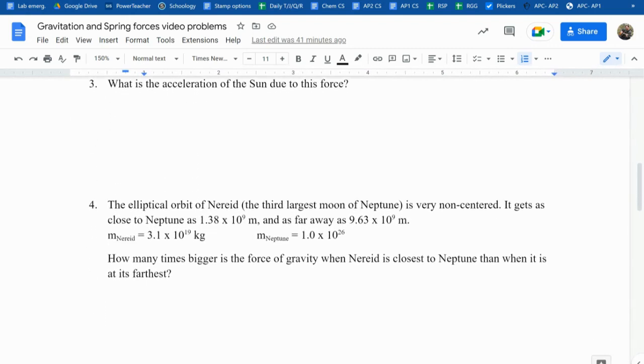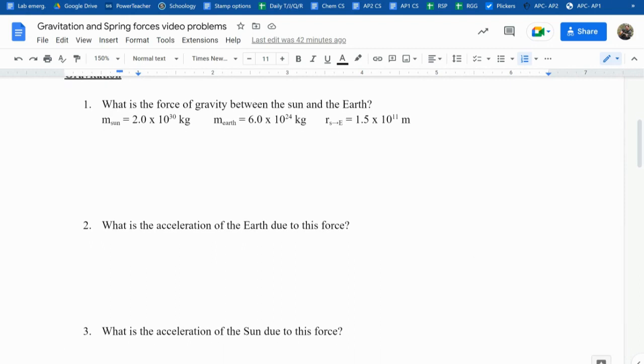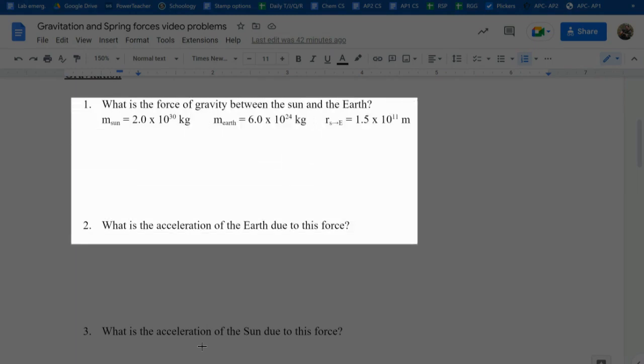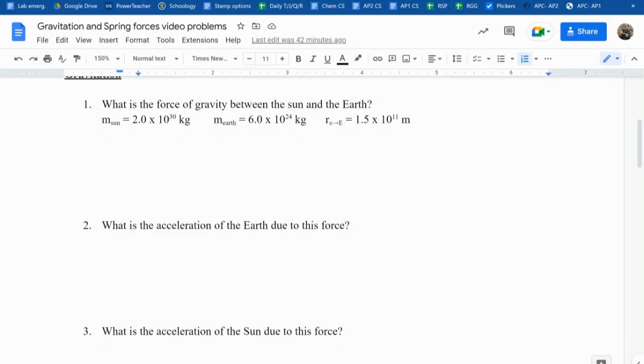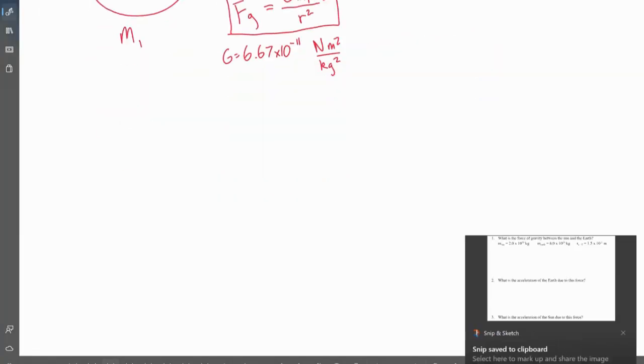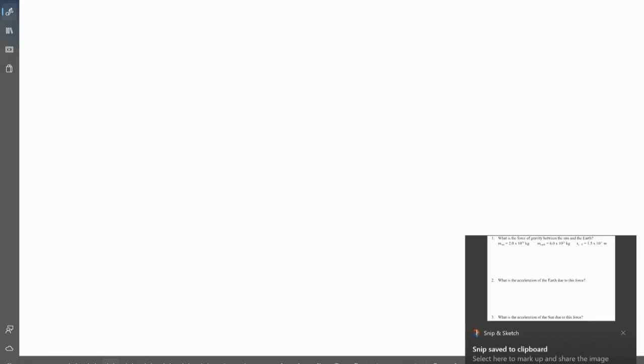I've got 4 gravitation problems here. Take a look at these first few. I'll do 3 at a time, so just copy these 3. Let's come over here and scroll to the top of this page.